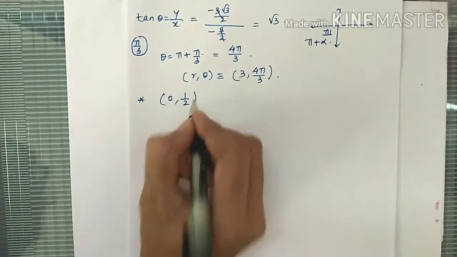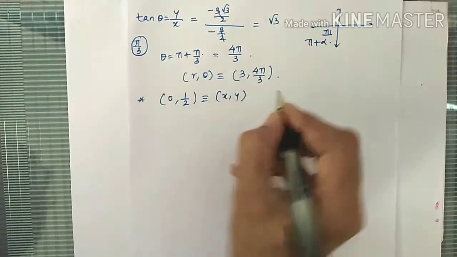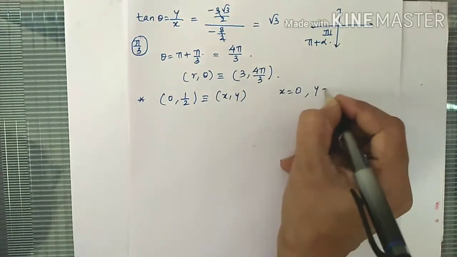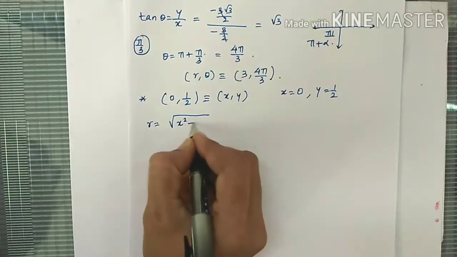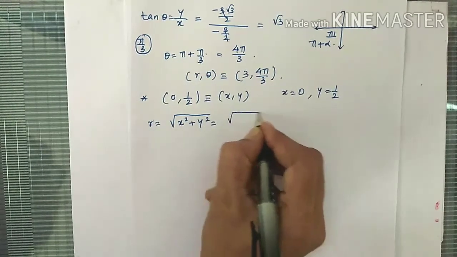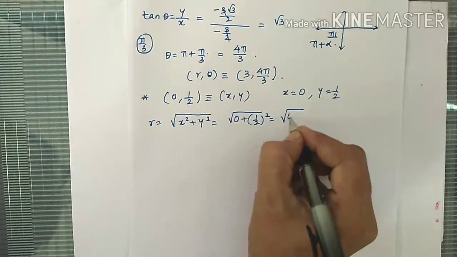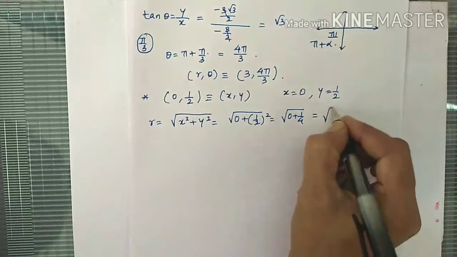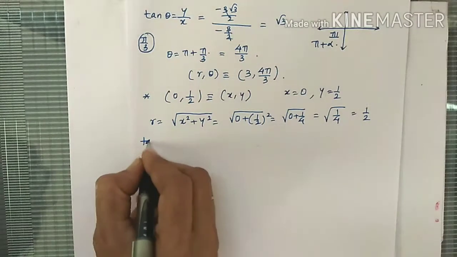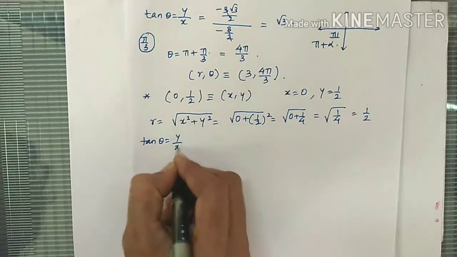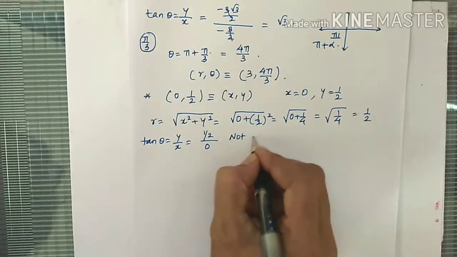0, 1 by 2. Now let's find out r. So this is x, y. X is 0 and y is half. So r is root x square plus y square. So x square is 0, y square is half square. So 0 plus 1 by 4, that is root 1 by 4 equal to 1 by 2. Now to find theta, tan theta is y by x, 1 by 2 upon 0, that is not defined.